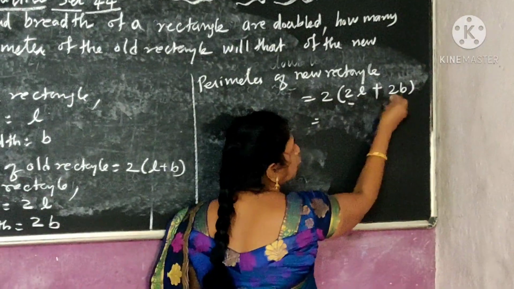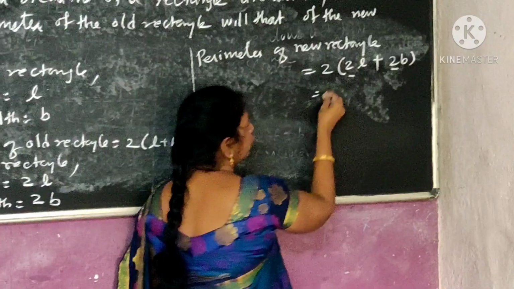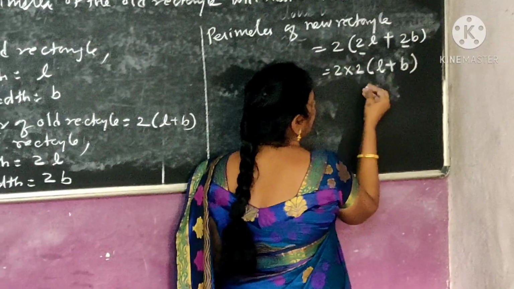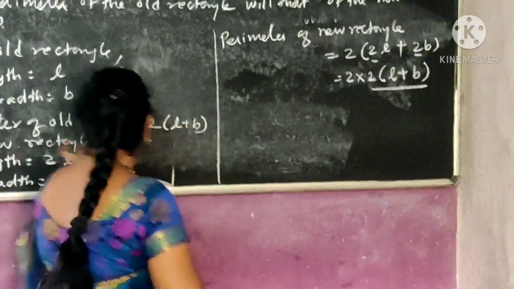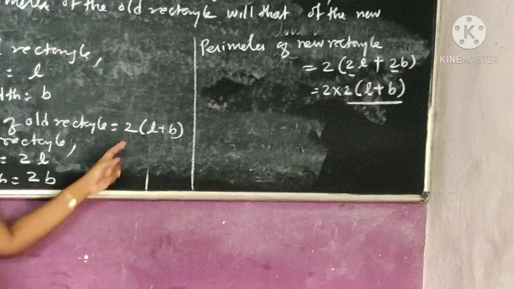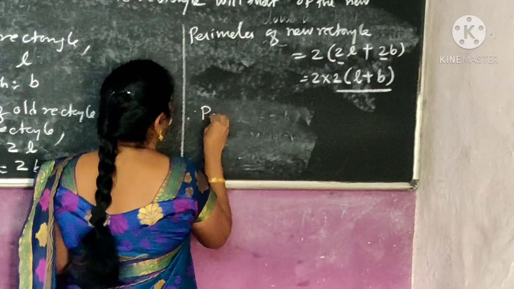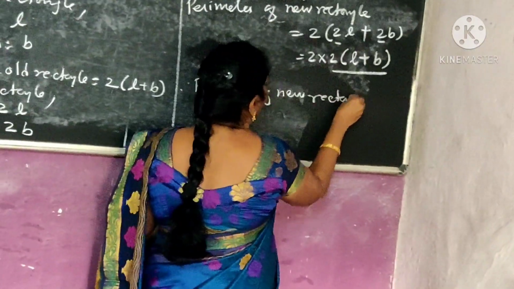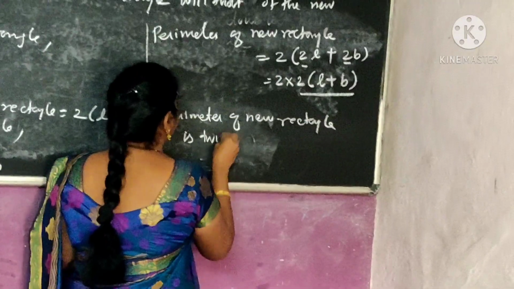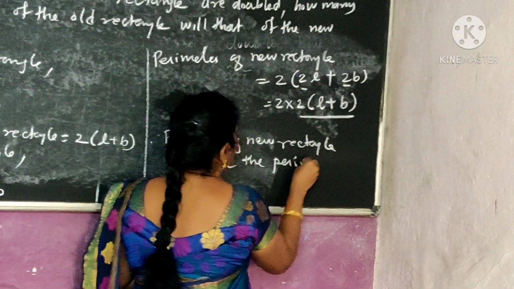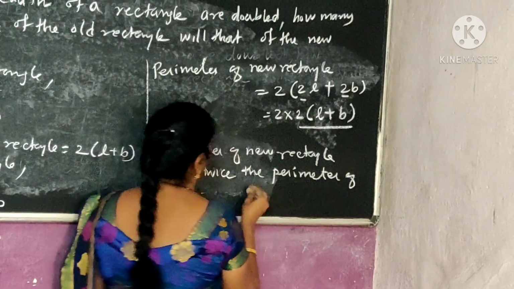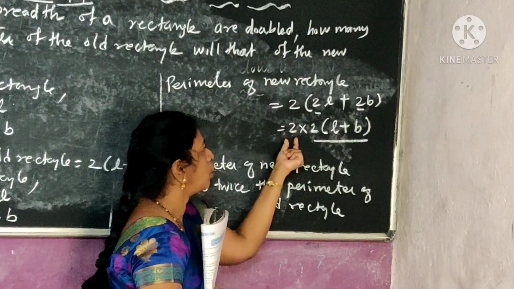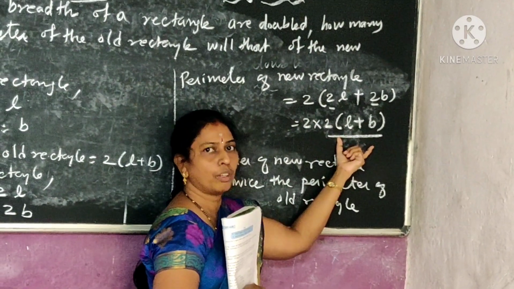Now again if you see, the 2 is common over here, we will take 2 outside. So it will become 2 into 2 bracket length plus breadth. So this 2 bracket L plus B is what? The perimeter of the old rectangle. That means perimeter of the new rectangle is twice the perimeter of the old rectangle. So perimeter of new rectangle is what? 2 times the perimeter of the old rectangle.